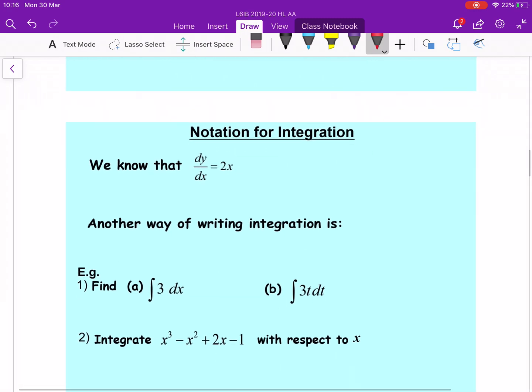So we know that if we've got dy by dx equals 2x, then we know that y equals x squared plus c. But there's another way of writing that using integration notation. And the notation is like a long curly s. That means integrate, or find the integral of. So if I wanted to integrate 2x we then also have this bit on the end, dx, which actually just means in terms of x, or in relation to x.